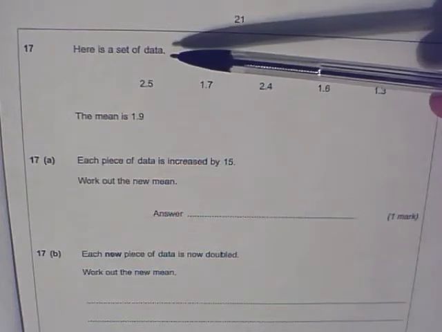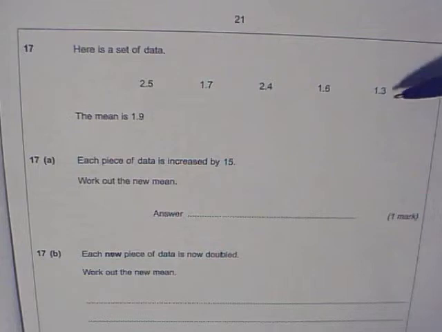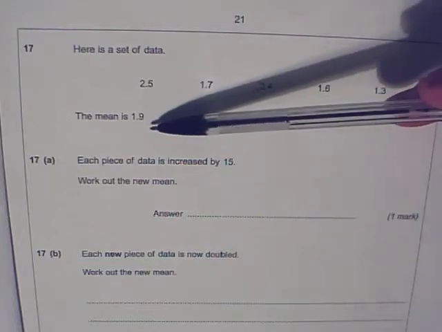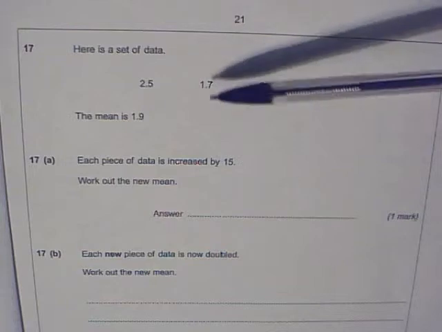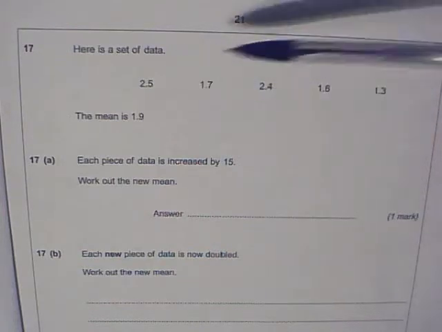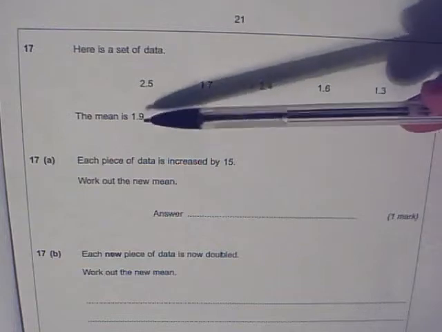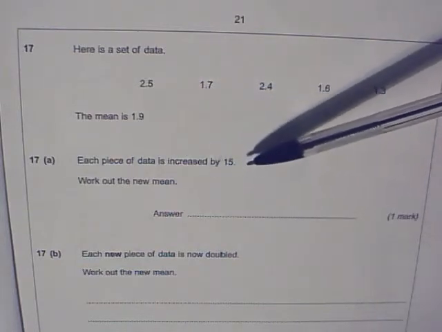Here is a set of data. 2.5, 1.7, 2.4, 1.6, 1.3. The mean is 1.9. They've calculated it for you, so they've added all those up and divided by the amount of numbers there are. That's 5 of them, so they've added them up, divided by 5, and the mean was 1.9.